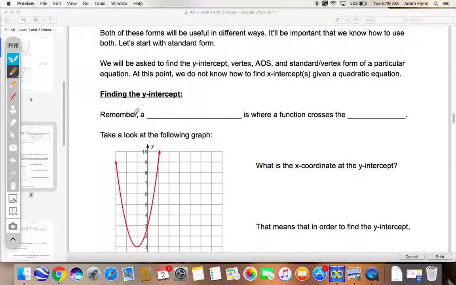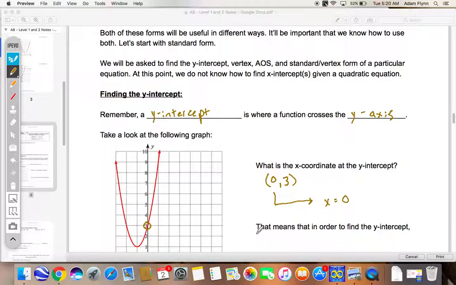Okay. So finding the y-intercept. So remember, a y-intercept is where a function crosses the y-axis. So let's take a look at this graph. What is the x-coordinate at the y-intercept? I know my y-intercept is right here. For this ordered pair, I go over 0 units and I go up 3. So my x-coordinate is 0.